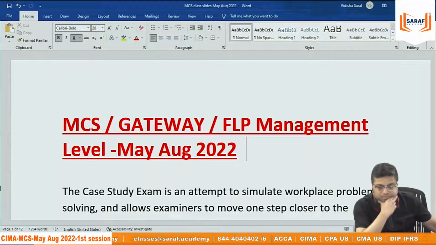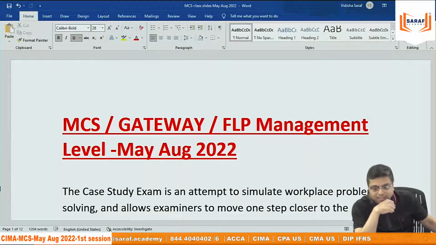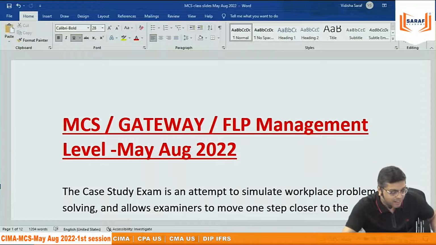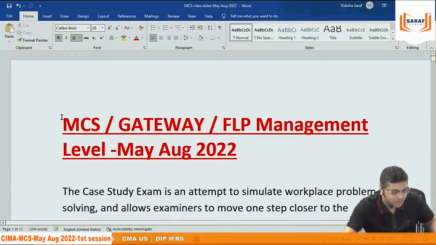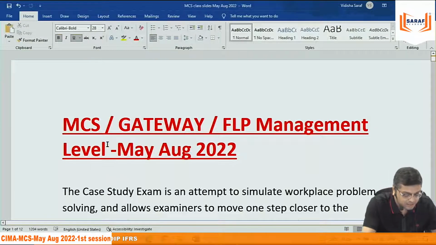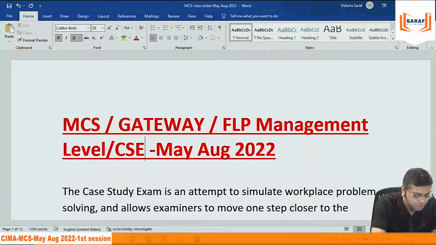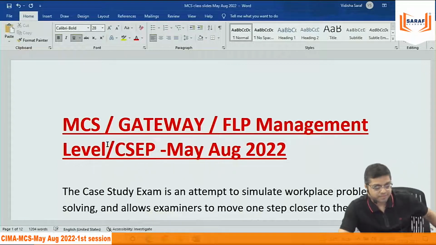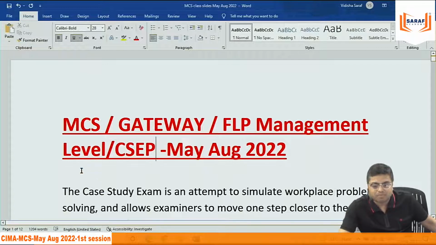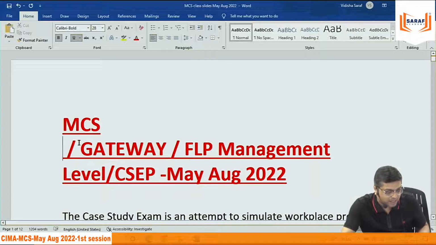Now, I have written the heading Management Case Study, Gateway Exam, FLP Management Level. I should mention one more route, which is called the CSAP route. Because these are the students who are required to give the Management Case Study exam. We should keep the heading Management Case Study.